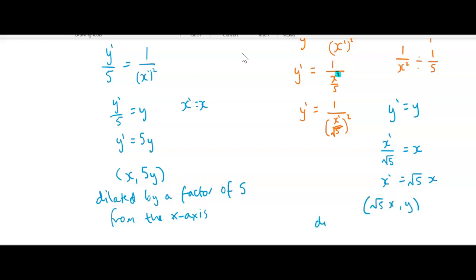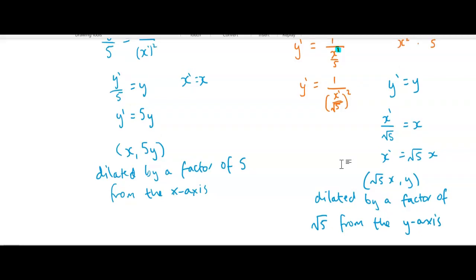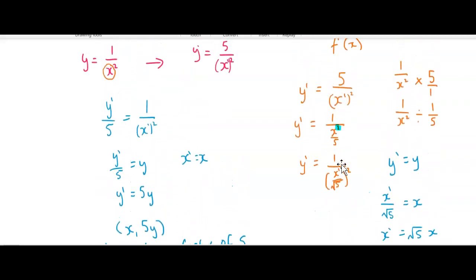So it's been dilated by a factor of square root of 5 from the y-axis. So see how much more complicated that is? So, you know, when you choose one over the other, it's probably because it's easier to do.